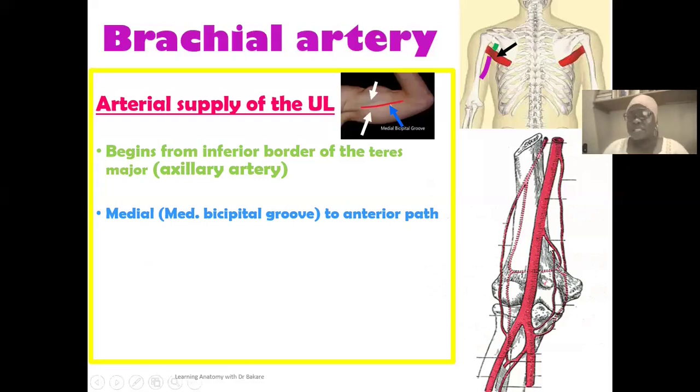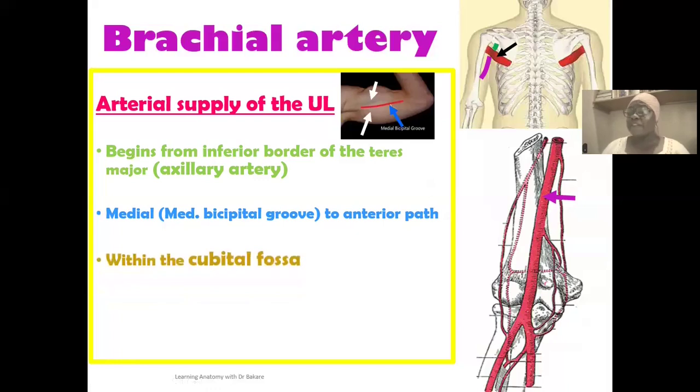If you try to use this image at this lower side, this is where we have the brachial artery, and you see that at this point, it is initially running a medial course before it is finally directed anteriorly. And this is how it passes down inferiorly to enter into the cubital fossa.